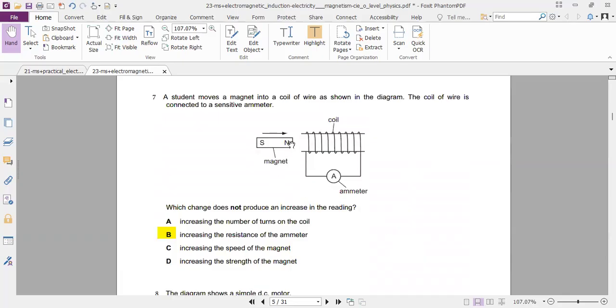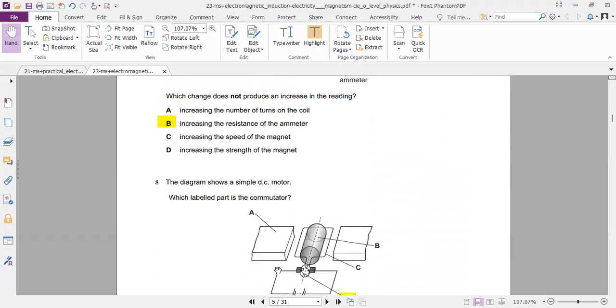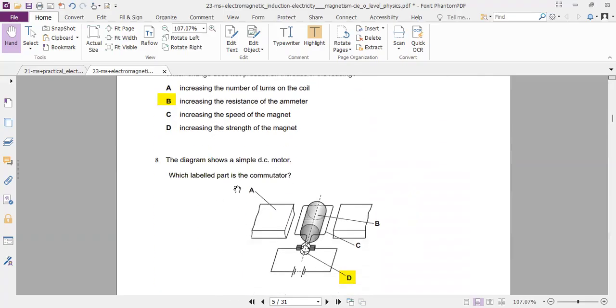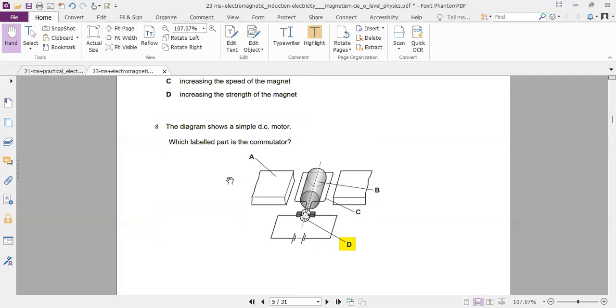So you move the magnet into the coil. What does not produce an increase in the reading? If you increase the resistance of the ammeter, that has nothing to do with it. Everything else, you increase the number of turns, it will increase the reading, increase the speed, it will increase the reading, strength of the magnet will increase the reading. Thank you. So, this is a motor. The labeled part is a, which one? It's D. D is the commutator.